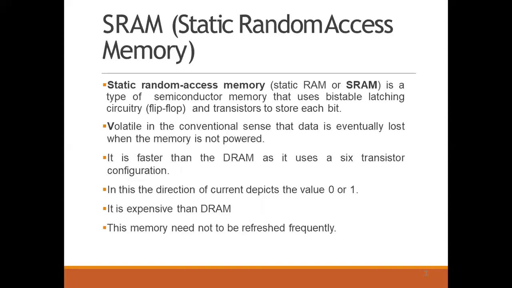Now what is SRAM? From the name we can say it's static random access memory. It's volatile in the conventional sense, in that data is eventually lost when the memory is not powered. It's faster than the DRAM as it uses a 6 transistor configuration. It is more upgraded in nature. It also has a direction of current that fixes the value of 0 or 1, meaning on or off. It's more expensive than DRAM, and this memory need not be refreshed frequently. That is why the SRAM has more capacity and is more popular in the market.